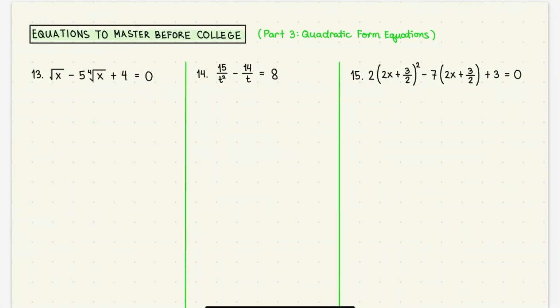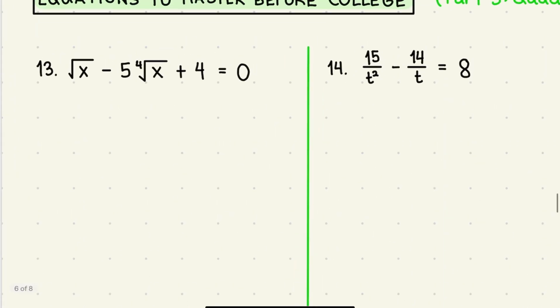Okay, so this time let's have quadratic form equations. By the name itself, quadratic, you'll see some manipulations later on that will transform our given into a quadratic equation, which we know how to solve. Okay, so let's go on to this item.